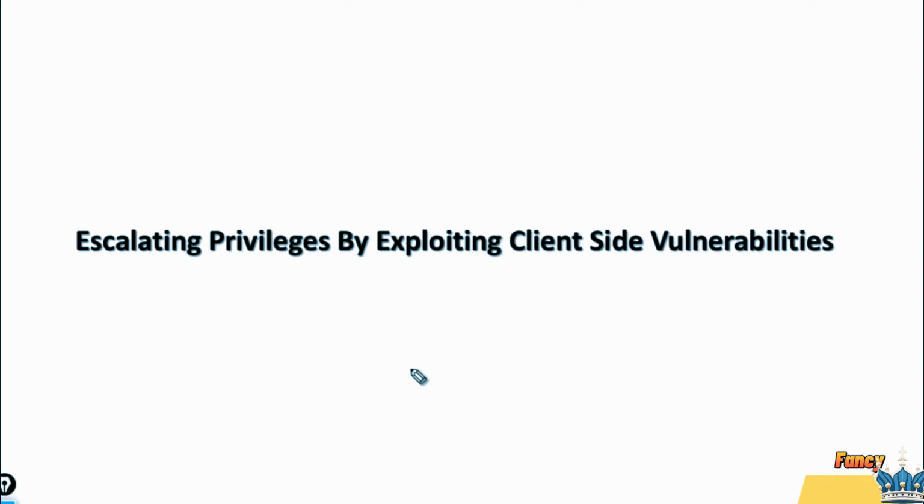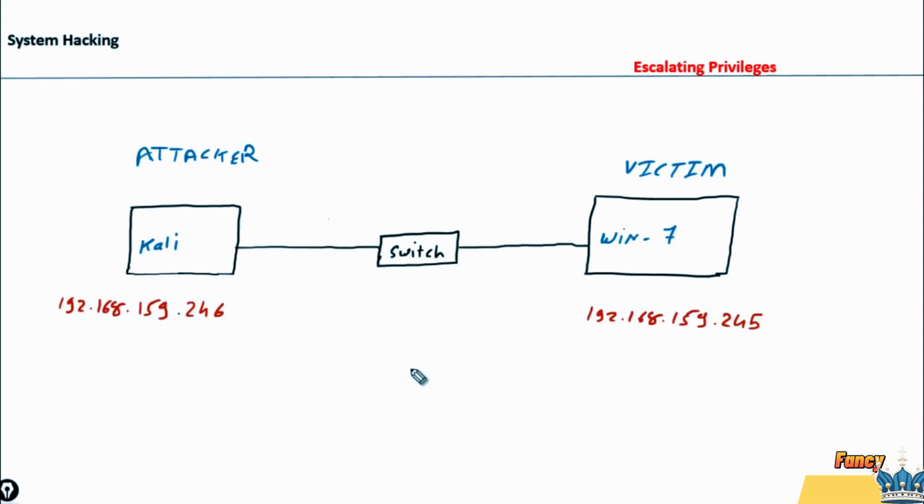Escalating privileges by exploiting client-side vulnerability. In this scenario, I have two machines. One machine is Kali Linux operating system and one machine has Windows 7 operating system. Windows 7 machine will work as a victim machine and it has IP address 192.168.159.245. And this Kali machine will work as attacker's machine and it has IP address 192.168.159.246.